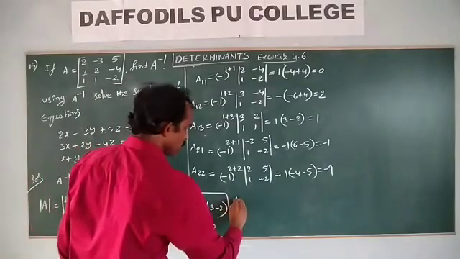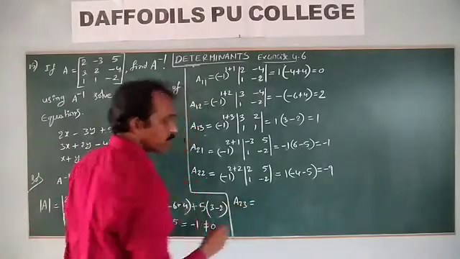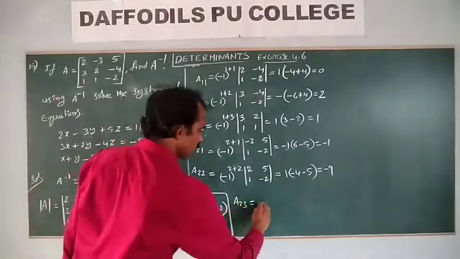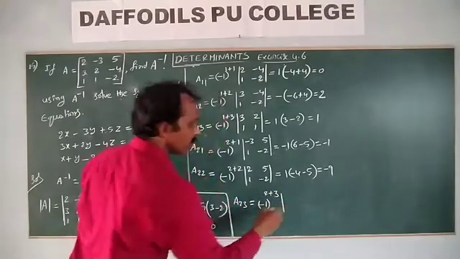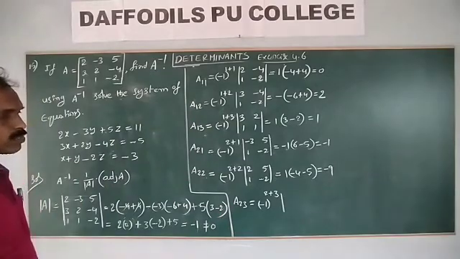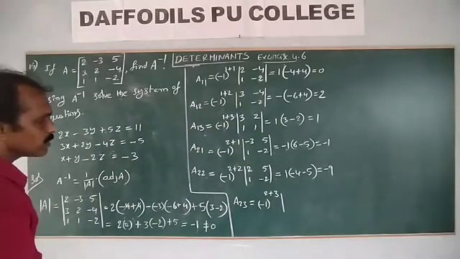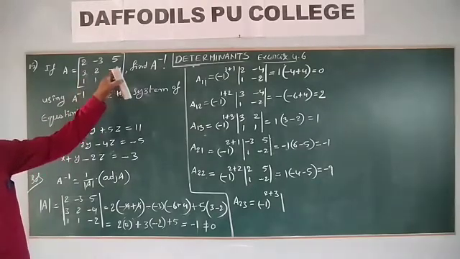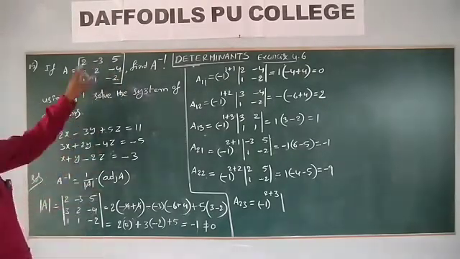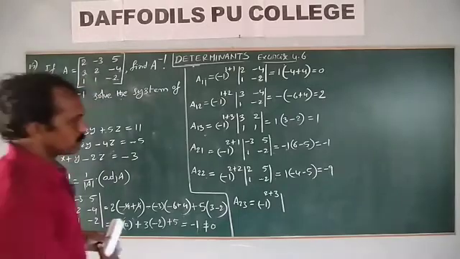Next, A23 is minus 1 to the power of 2 plus 3 times its minor. Deleting this row and this column, the remaining elements are 2 minus 3, 1 1.